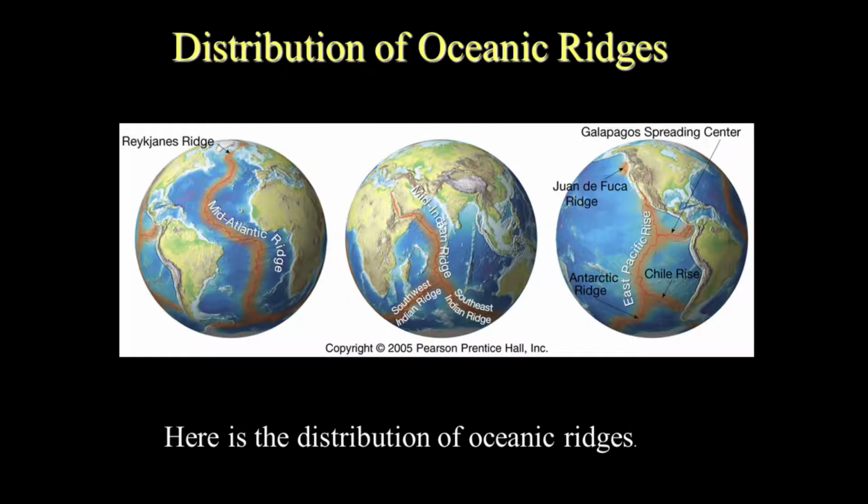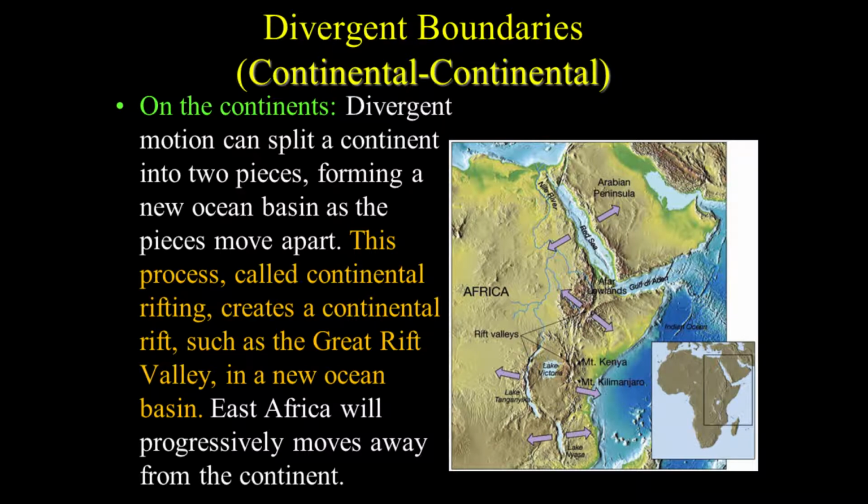Here is a picture showing the distribution of oceanic ridges. On the continents, divergent motion can split a continent into two pieces, forming a new ocean basin as the pieces move apart. This process, called continental rifting, creates a continental rift, such as the Great Rift Valley in a new ocean basin. East Africa will progressively move away from the continent, as you can see in this figure.